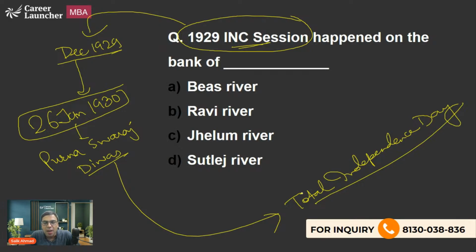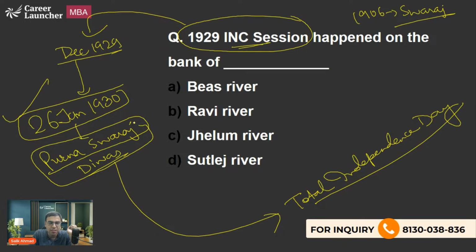Okay. Now, what is so special? Because I've just told you that in 1906 Congress for the first time talked about Swaraj. But here, on 26 January 1930, Indians are talking about Poorna Swaraj Divas, and this was decided in the Indian National Congress session which happened in Lahore. So Lahore is on the bank of Ravi River. Lahore session, option B.